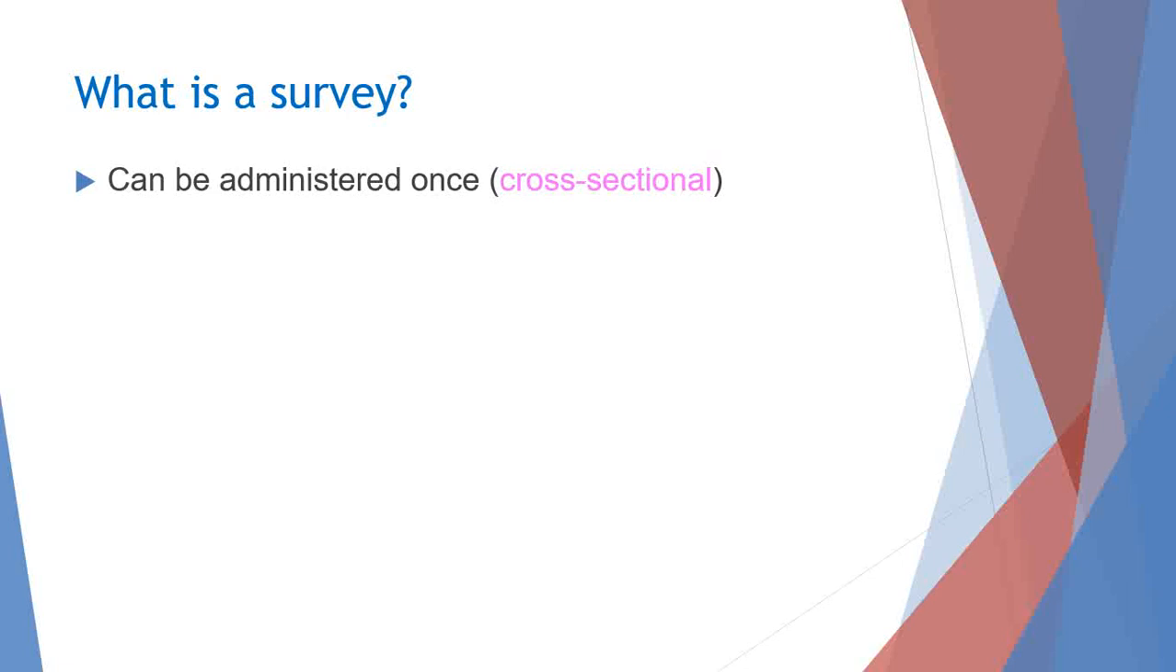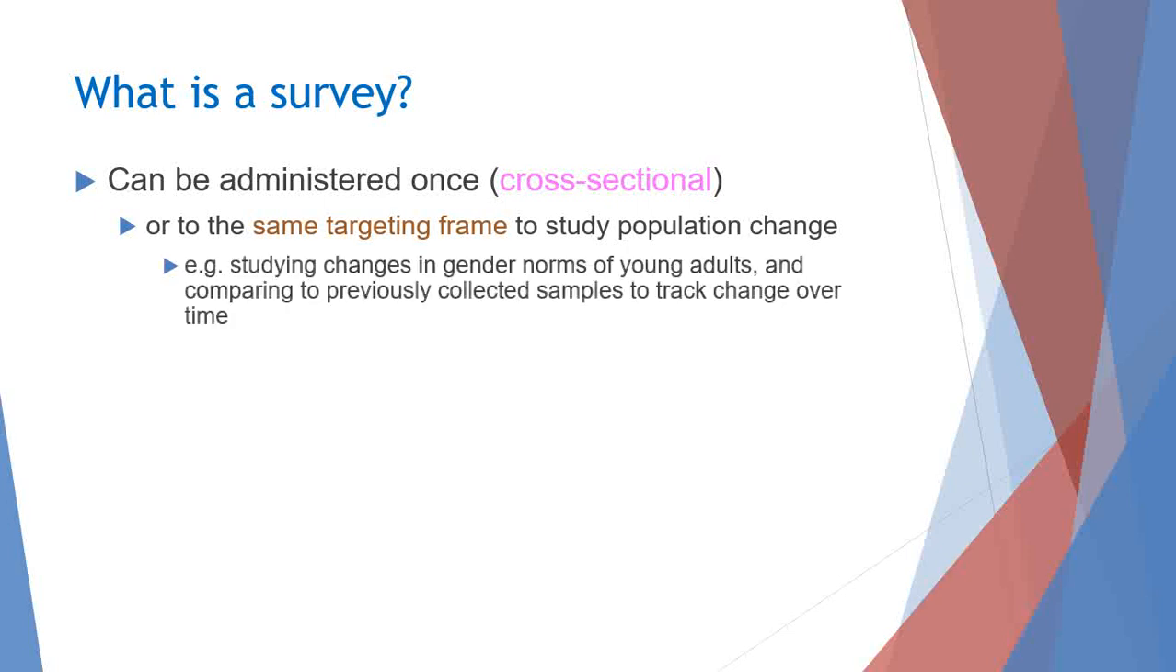Now, a survey can be administered once, and that's generally what we'd call a cross-sectional design, where you might measure it across different age groups or perhaps across different socioeconomic status groups, or in the case of org psychology, different levels of employees on the employee hierarchy. Or you can administer it to the same targeting frame over time to study population change.